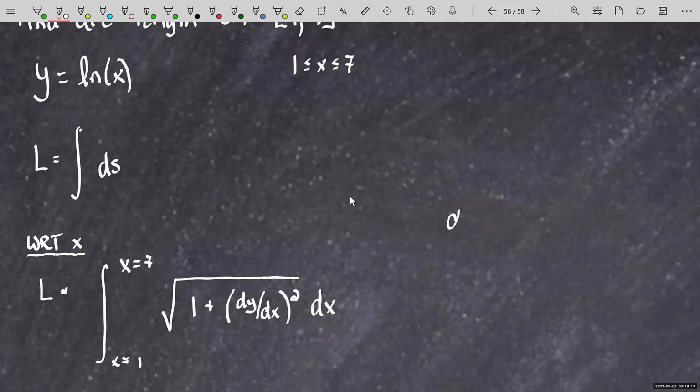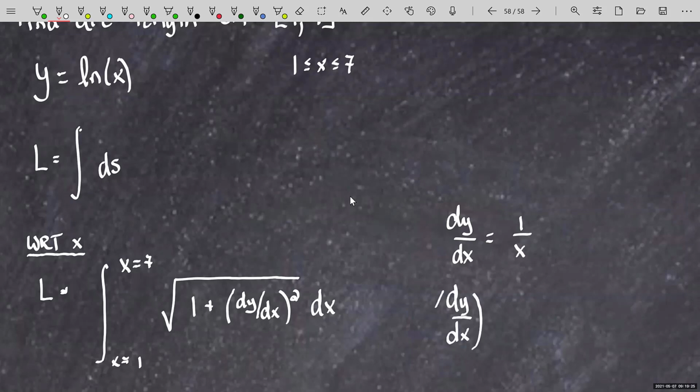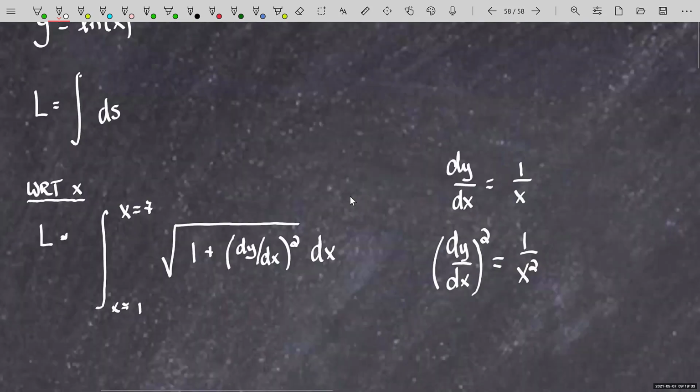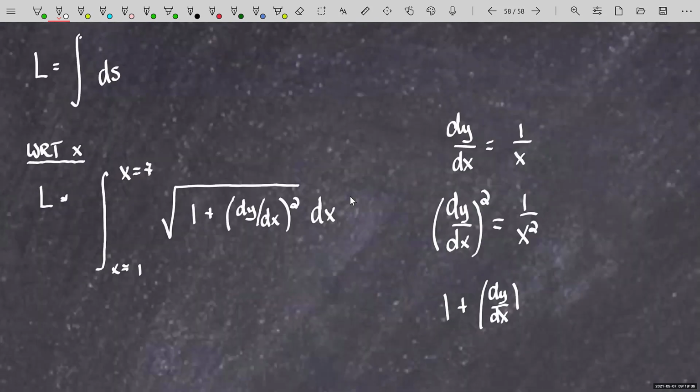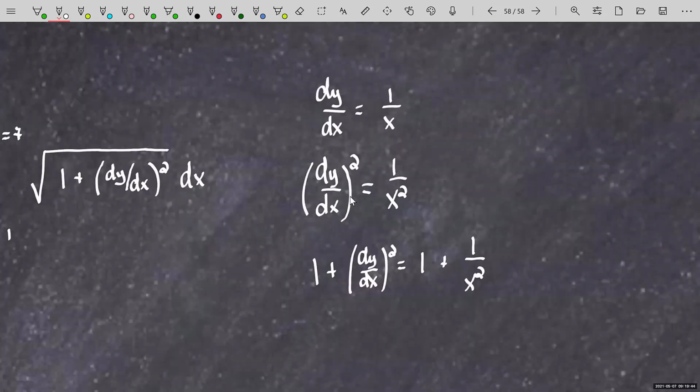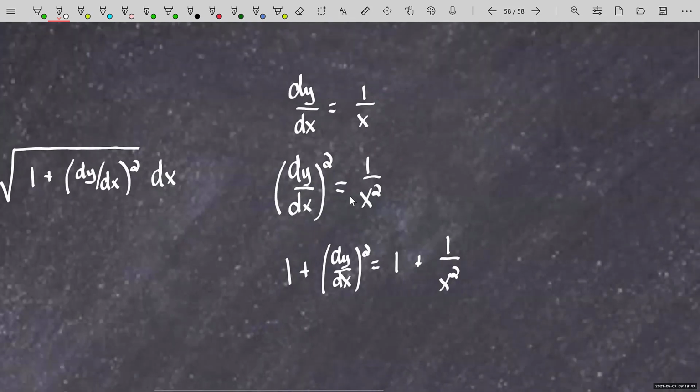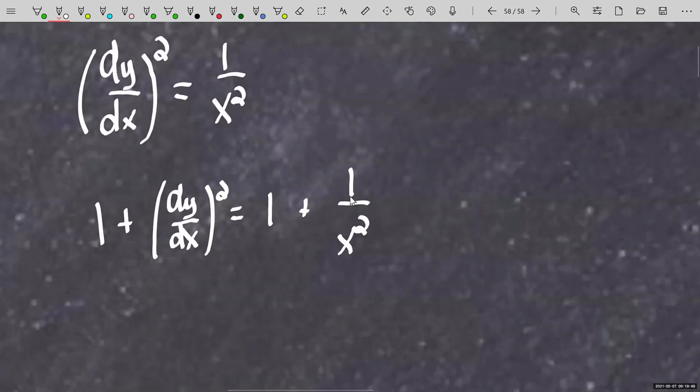Remember, y is equal to the natural log, so dy dx is 1 over x. And then dy dx squared, well, that's just 1 over x squared. And I'll do 1 plus that as well, because I want to showcase what you should be doing here. So this is 1 plus 1 over x squared. Now remember, that's going to be within a radical, and so I would like to group these two terms together. So I'll get a common denominator. And now that's what I'm going to put into my radical.